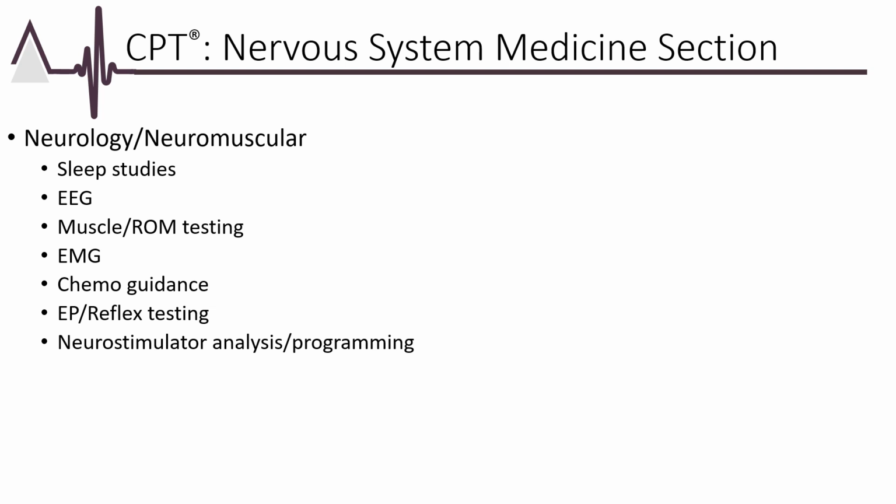Muscle and range of motion testing are specific manual muscle testing of extremities, trunk, hand, and/or total body. EMG evaluates causes of weakness, paralysis, muscle twitching, or other problems. Evoked potentials or reflex testing measures the brain's electrical activity in response to stimulation of specific nerve pathways. Neurostimulator analysis and programming is coded by type and location and by simple versus complex.